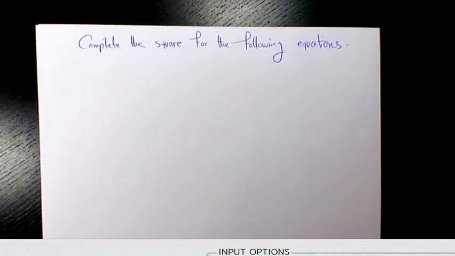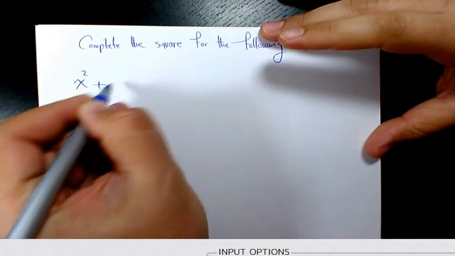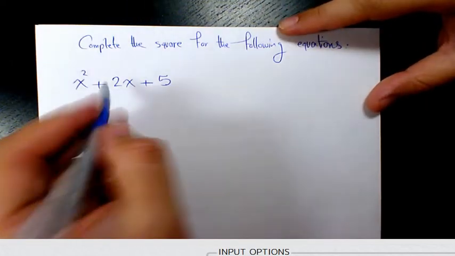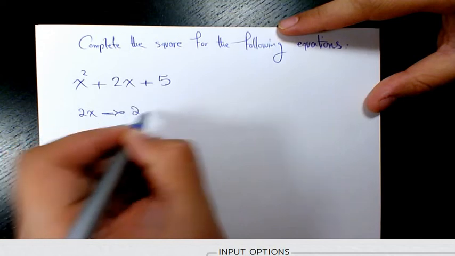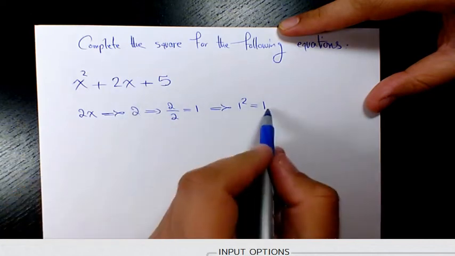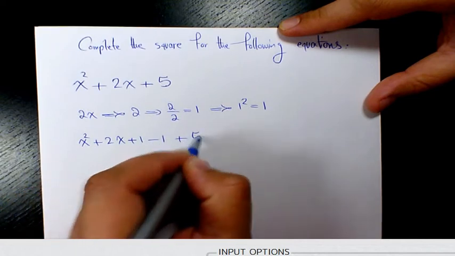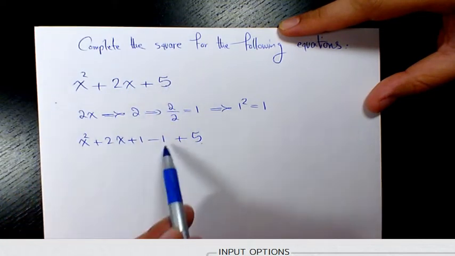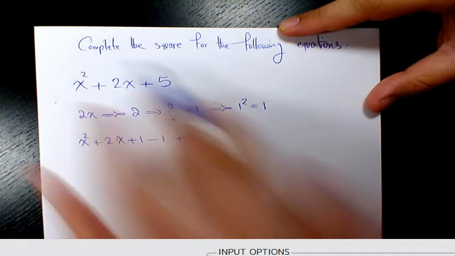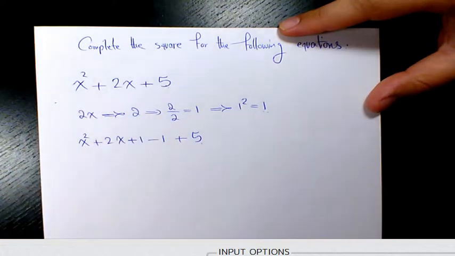Now let's see another example. Complete the square for the following equations. We have x squared plus 2x plus 5. How do we do that? We take 2x, the coefficient is 2, 2 divided by 2 is 1, therefore 1 squared is 1. So we add and subtract 1 there. So it's going to be x squared plus 2x plus 1, subtract 1, plus 5. As you see here we have 3 terms. We added 2 terms here, 1 and negative 1, because we don't want to change the value of the expression. So we wanted 1, so we add and subtract in order not to change anything.